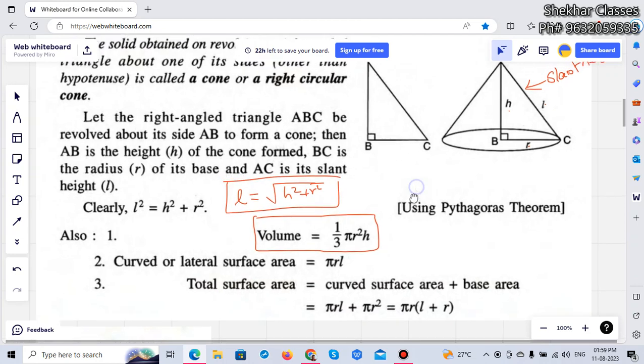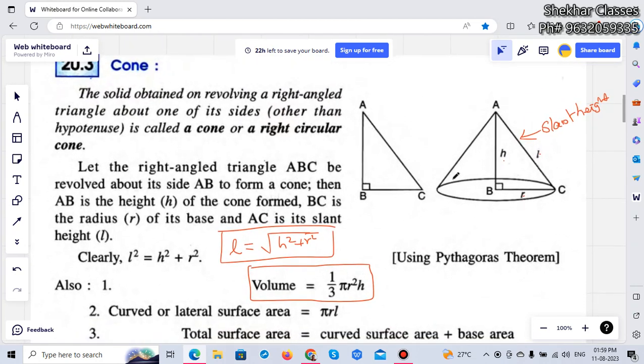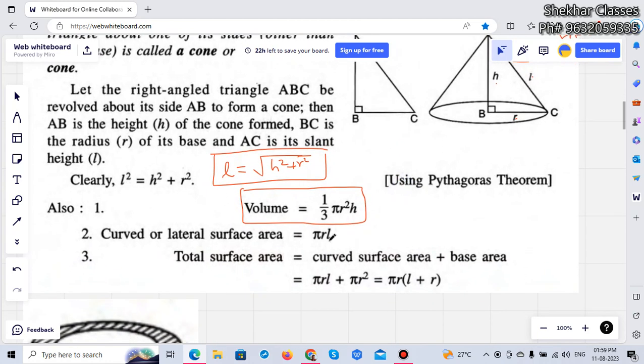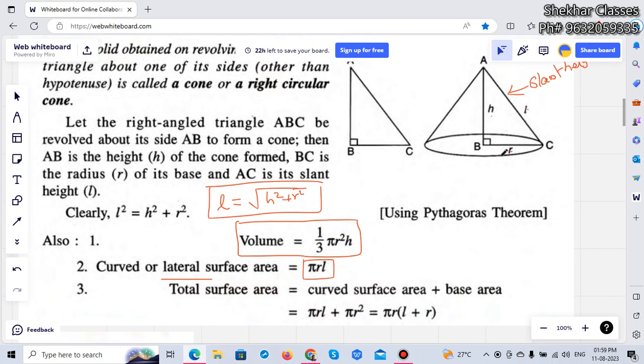Now pi r L is the formula for the curved surface area. You can see this is pi r L, means pi into r into L, L is the slant height. Multiply, you will get the curved surface area. What is the total surface area? Total surface area will be area of base. Area of base is always pi r square. So pi r square plus pi r L. You take the pi r common, what is left?